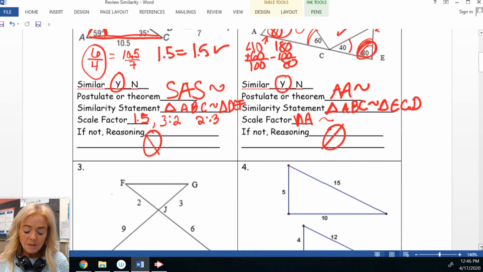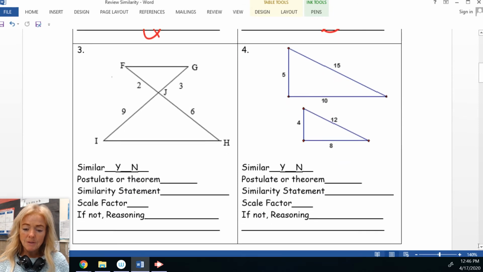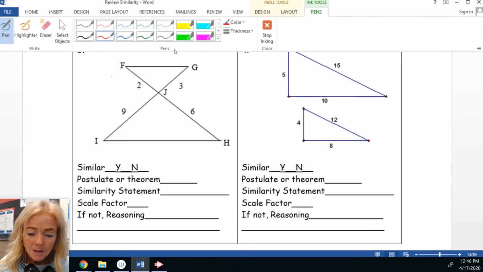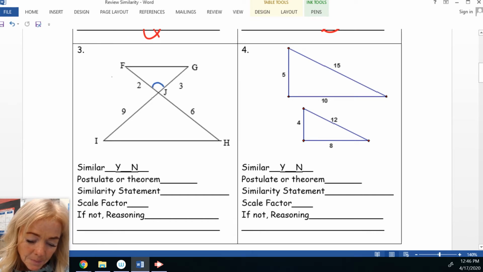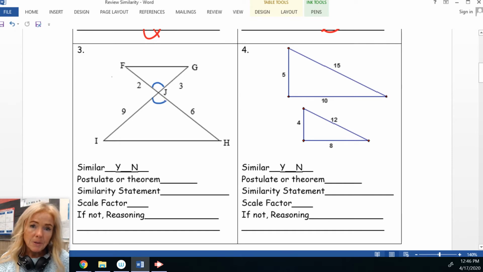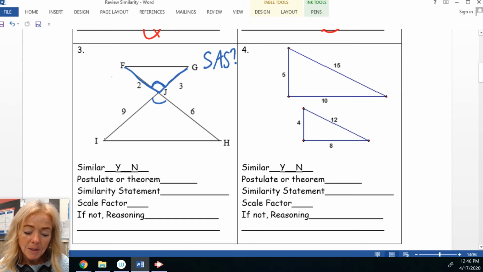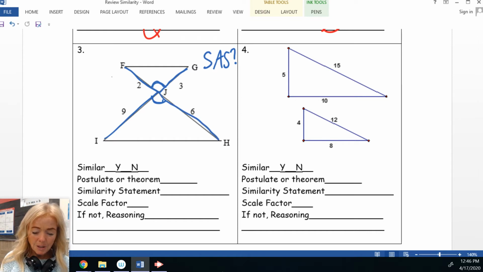All right, the next problems, check 3 and 4. Let's see, I'll use blue. So the next two triangles, we do know that those two angles are congruent because they're vertical. So we have a situation for a possibility of side, angle, side, right? So if it is going to work, we're going to check side, angle, side. And we do have the proper side, angle, side for the other triangle. So we have all of the information we need to determine if they're similar by side, angle, side.